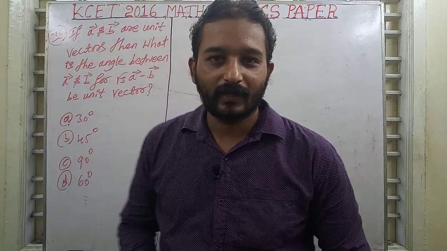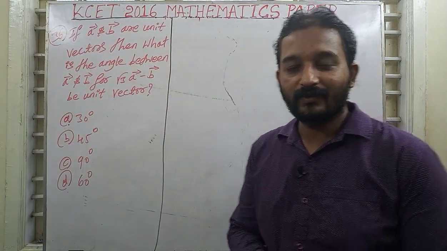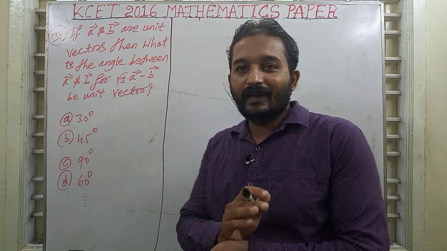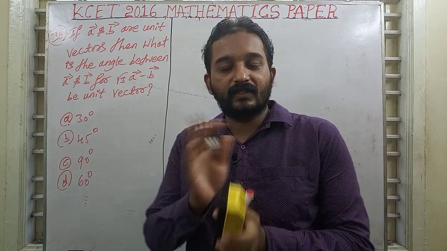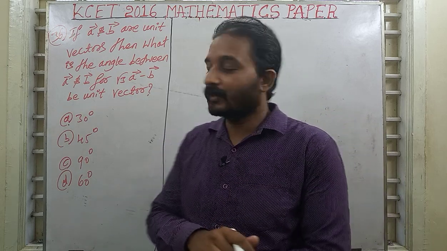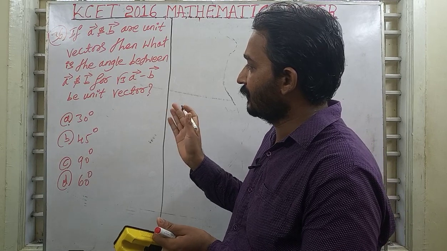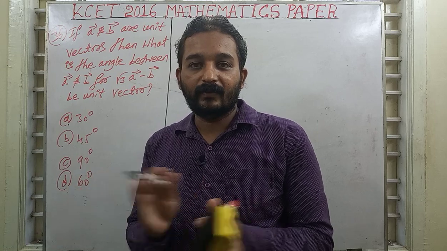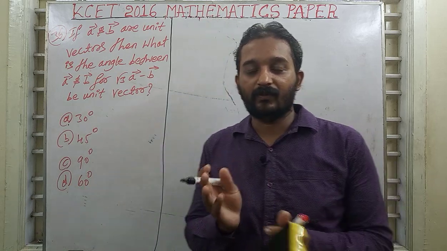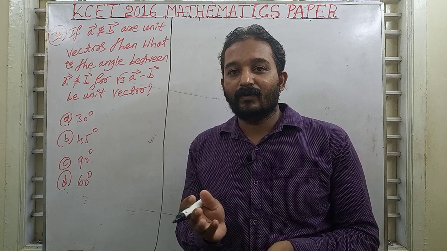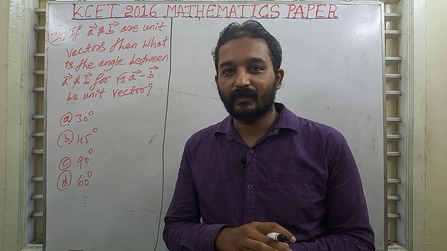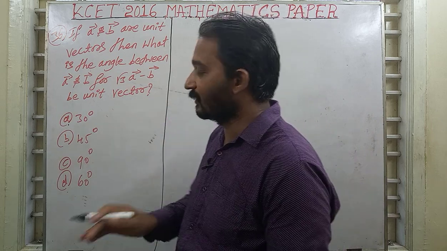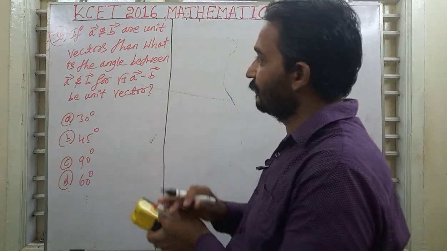So now let us move on to the next question, question number 36. This question is based on the chapter Vectors. Usually they ask 5 or 6 questions on this chapter in KCET, particularly on the angle between vectors. We already know that to find the angle between vectors we use the formula cos theta is equal to b1 dot b2 divided by magnitude of b1 into magnitude of b2. But this question is not based on that formula, so it is different.